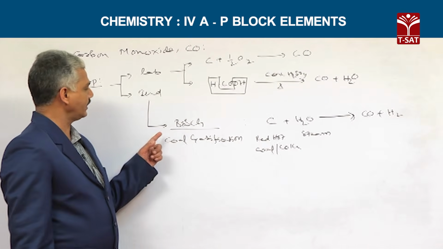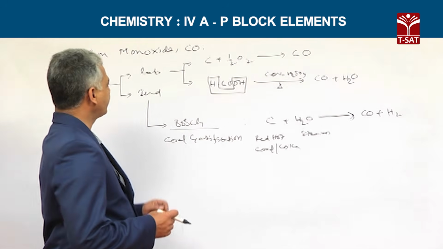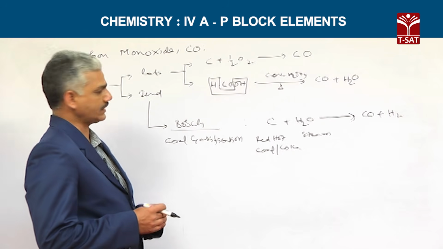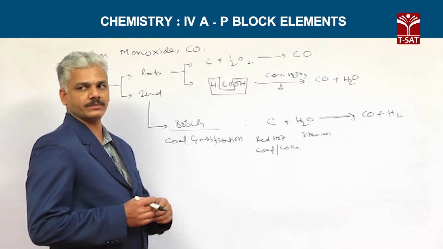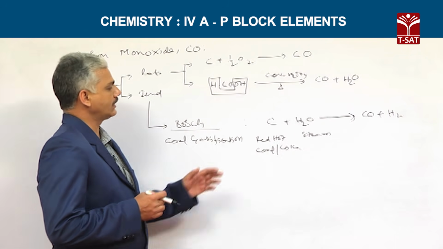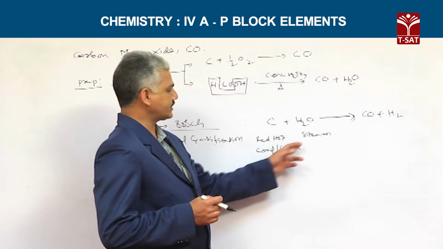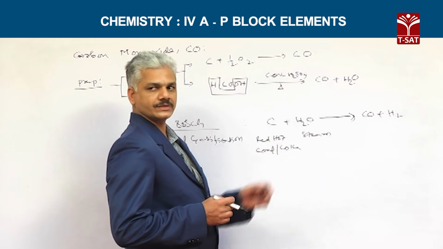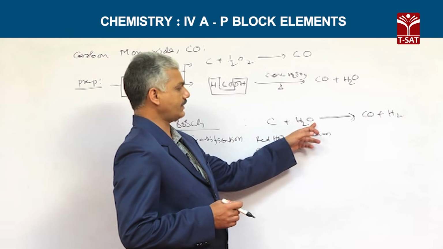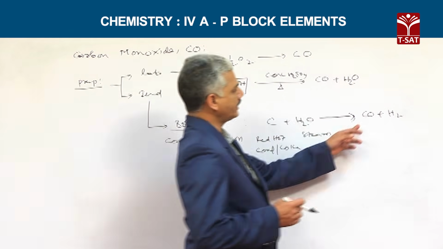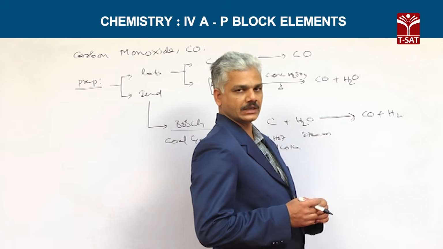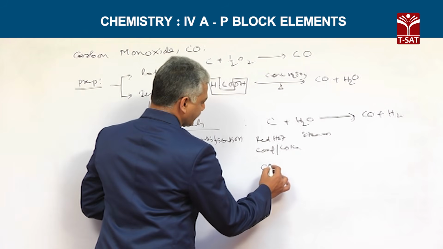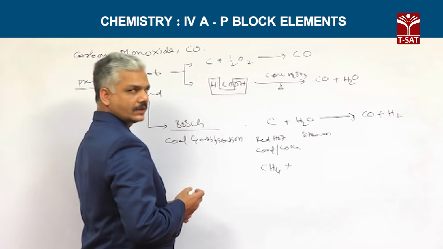On a large scale, carbon monoxide is prepared by the Bosch process, also called the coal gasification method. This method comes in the preparation of hydrogen also. In this, steam is passed over red hot coal or coke. Coke, being a strong reducing agent, takes away oxygen from steam. We get a mixture of carbon monoxide and hydrogen. In place of coal, we can make use of gaseous hydrocarbons also, like methane.